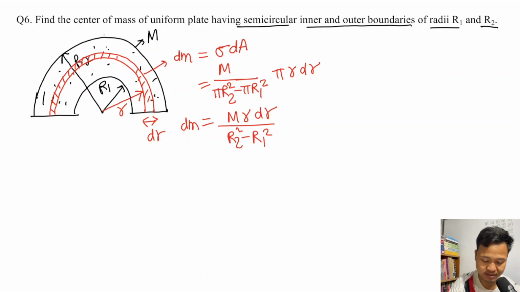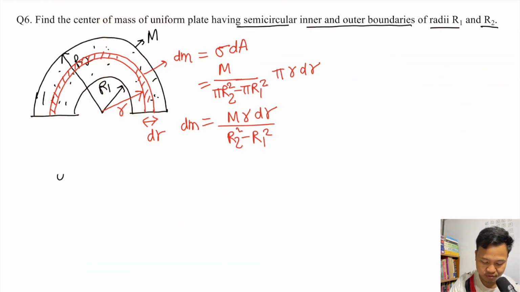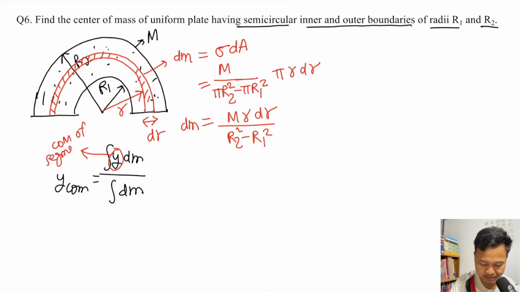The center of mass: this is symmetry, right? So it will lie somewhere here, on the y axis. Taking coordinate axes, here you will have 0, 0. Somewhere here the center of mass is going to lie. So y com is integral y into dm divided by integral dm, where this y is the center of mass of the segment.